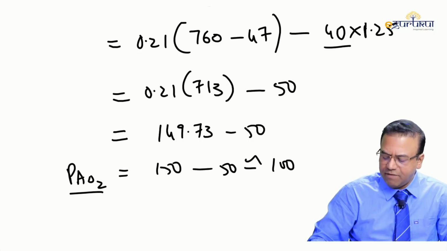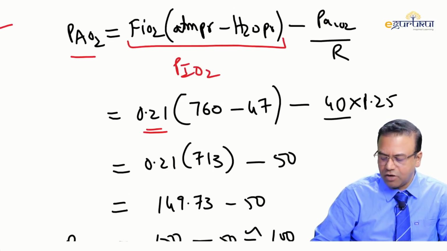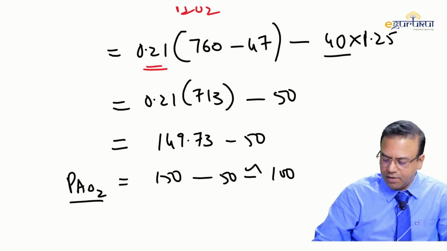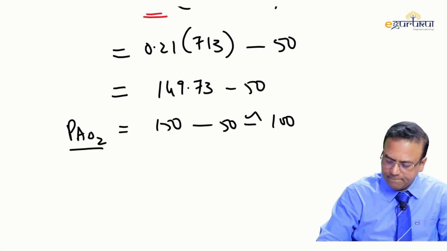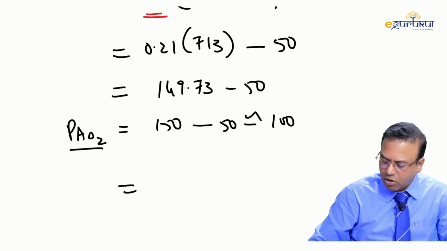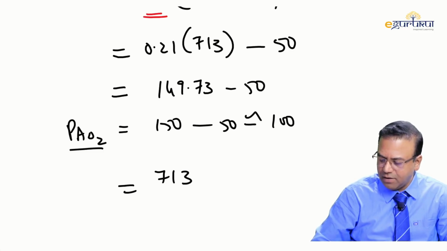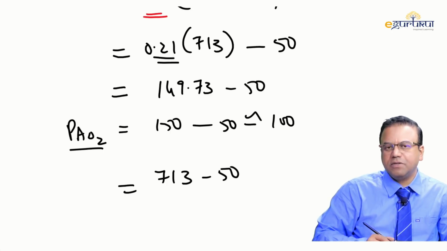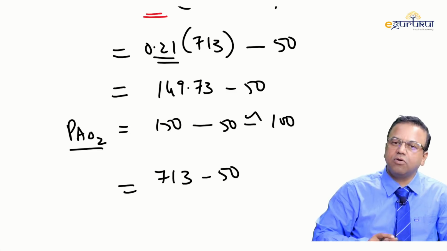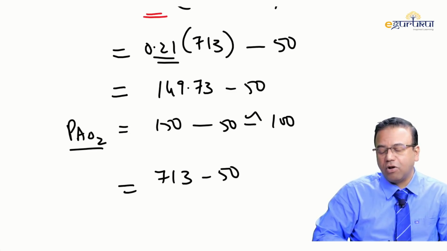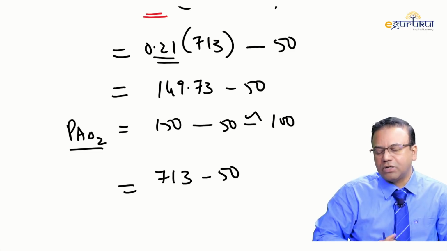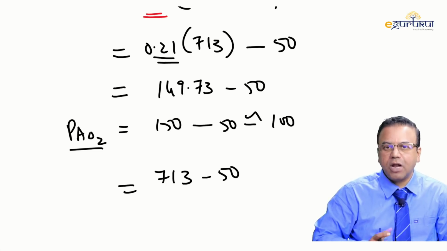You notice then, if a person is given 100% oxygen instead of 0.21, 21% oxygen, and you make this 1, then the number will change significantly, because this is going to be 713, since this is 1 if you're giving 100% oxygen, minus 50. That means it is going to be 600 plus, that is going to be the partial pressure of alveolar oxygen in somebody who is getting 100% oxygen. That means the amount of oxygen coming inside the alveoli definitely depends on the FiO2. It also depends on the atmospheric pressure.